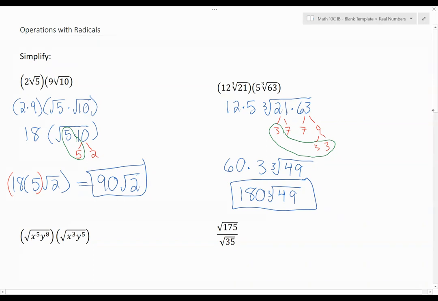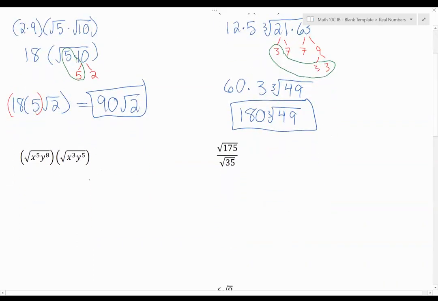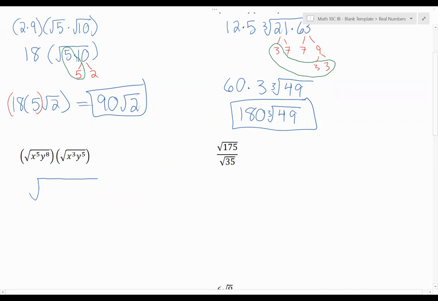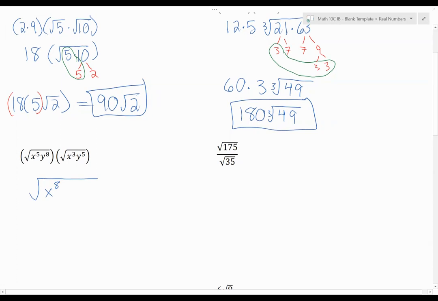When I have variables, it's essentially the same. So here, I'm actually going to use the exponent laws. So this is going to be the square root of x to the power of 8, because 5 plus 3 is 8, square root, not cubed root, and y to the power of 8 plus 5 is 13.